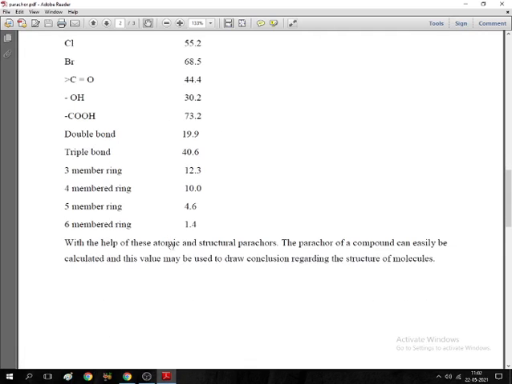Now with the help of these atomic and structural Parachors, the Parachor of a compound can easily be calculated, and this value may be used to draw conclusions regarding the structure of the molecule. एखाद्या मॉलिक्यूलचं स्ट्रक्चर, एखाद्या बॉन्डचं स्ट्रक्चर किंवा एखाद्या कंपाऊंडचं स्ट्रक्चर डिटरमाइन करण्यासाठी ह्या पॅराकोर व्हॅल्यूचा यूज होतो.